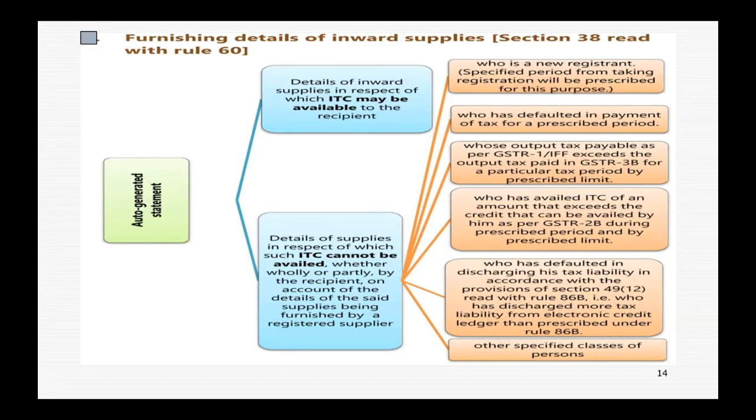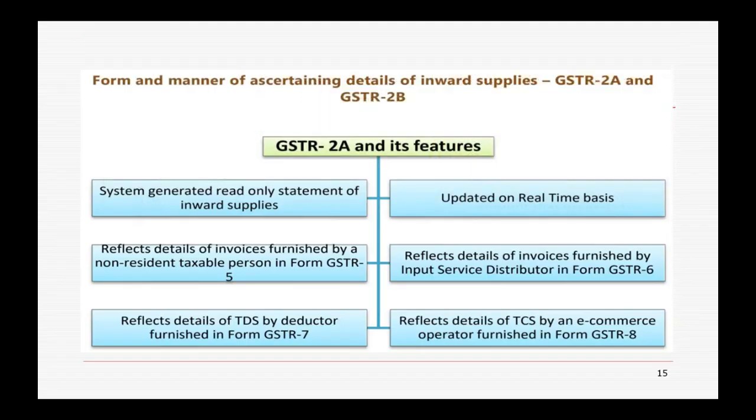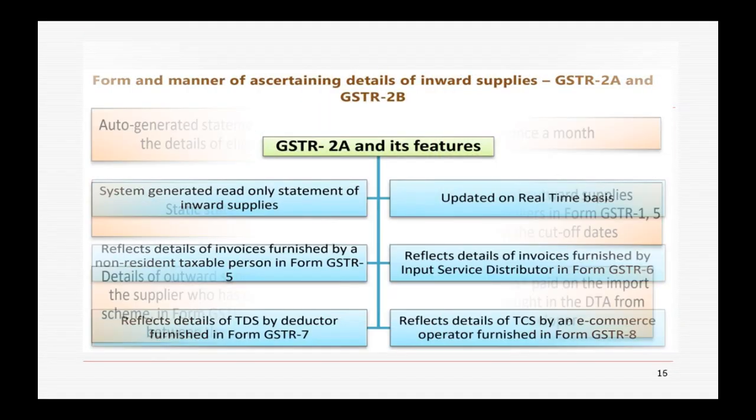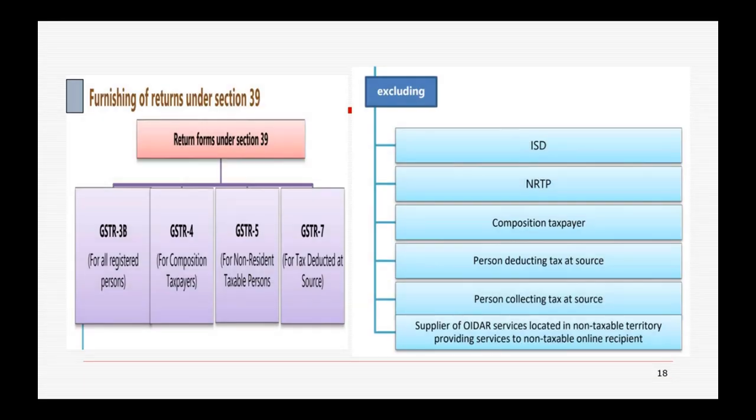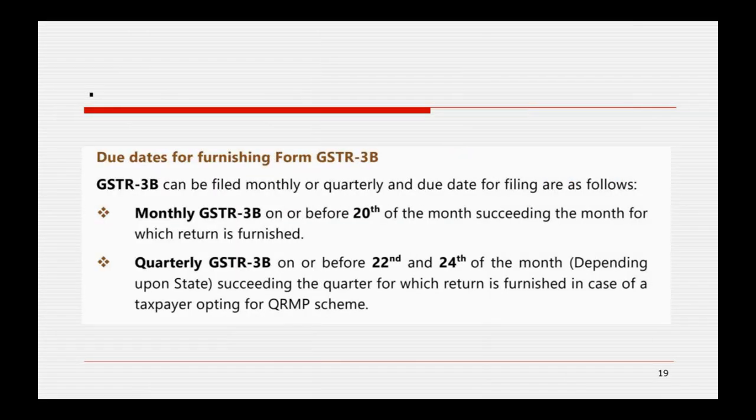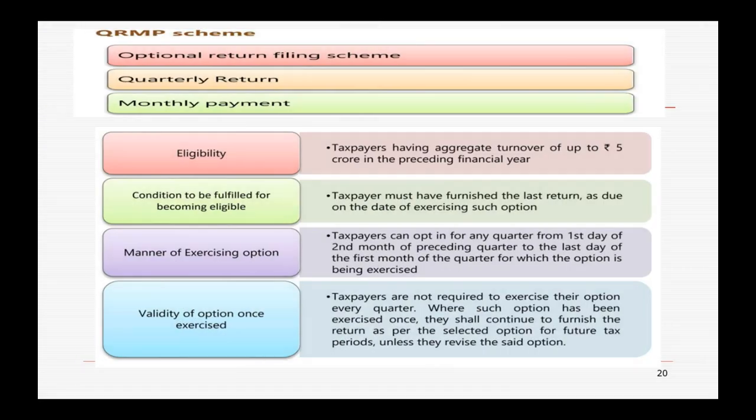Auto-generated, already I told you: when you are doing the e-invoice system on the portal, then automatically the auto-generated details will come out and appear in GSTR-1. That is also possible. 2A we will not discuss. And 3, 4, 5, 7, already I told you what the returns are. Then your GSTR-3B will be filed by the 20th, tax has to be paid by the 21st.